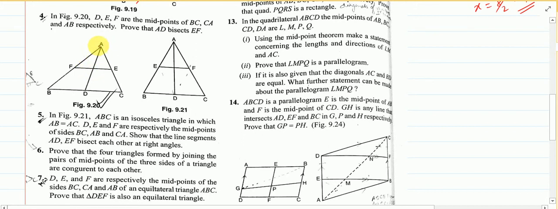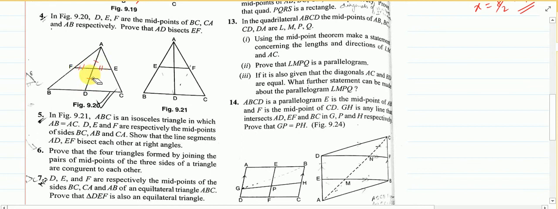Okay, you have got a triangle ABC, and here D, E, F are the midpoints of BC, AC and AB respectively. Now we are supposed to prove that AD bisects EF. That means we need to show that this is equal to this and this is equal to this.